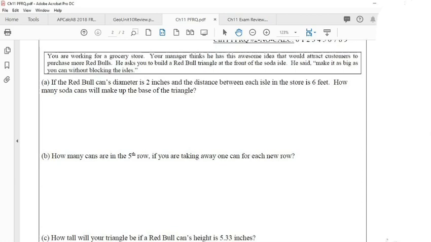Okay, here we go. The can's diameter is 2 inches, and the distance between each aisle in the store is 6 feet. How many cans of soda will make up the base of the triangle? So instead of feet, I want to keep my units consistent. I'm going to say, what's 6 times 12 inches? That would be 72. So we got 72 inches.